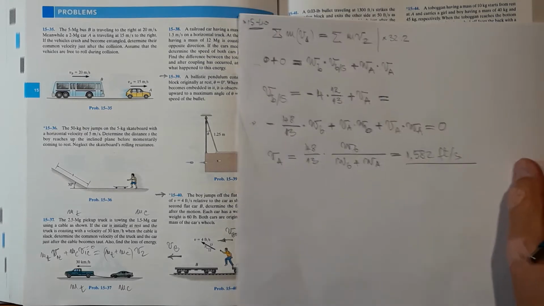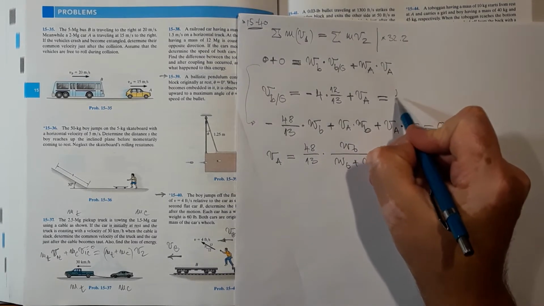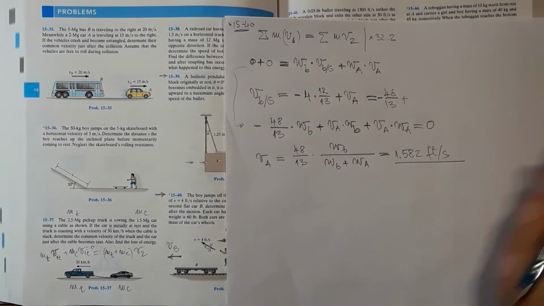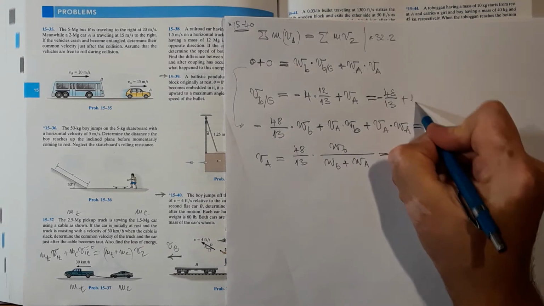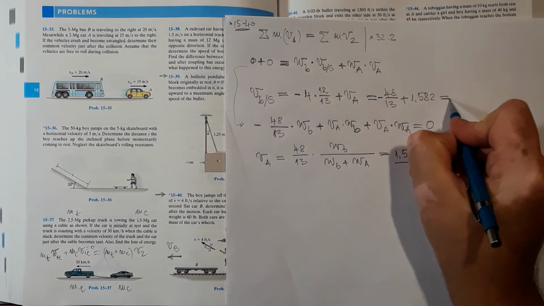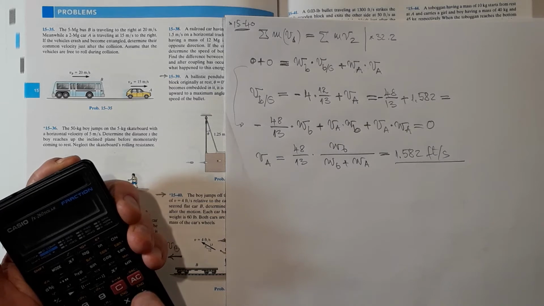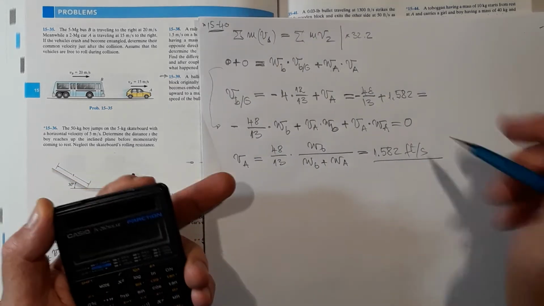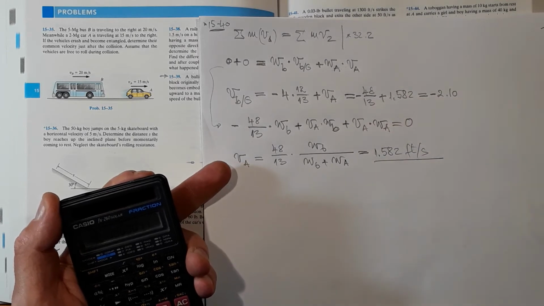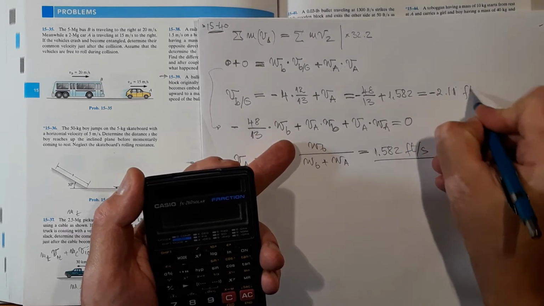Now we want the velocity of the boy relative to the ground, so we go back here and say negative 48 over 13 plus the calculated 1.582. So negative 48 over 13 equals, this is negative 2.10989. That's easily 2.11 feet per second.